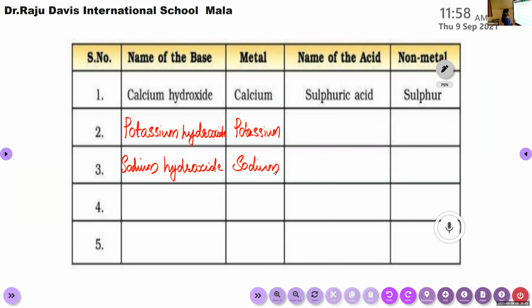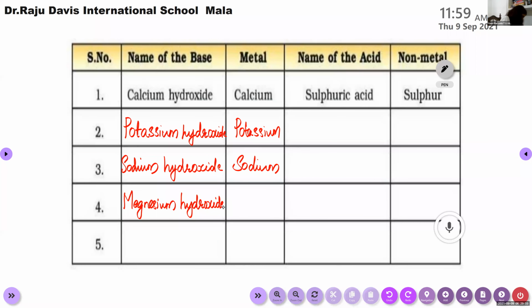Then Bauja. Next one is magnesium hydroxide. Can you say what we have to do with this? Ma'am, in which page number? Page number 48. Table 4.4. Now we are discussing this table. Here I will write the name of certain bases. You have to find out which metal is present in each base. Clear? Yes, ma'am.